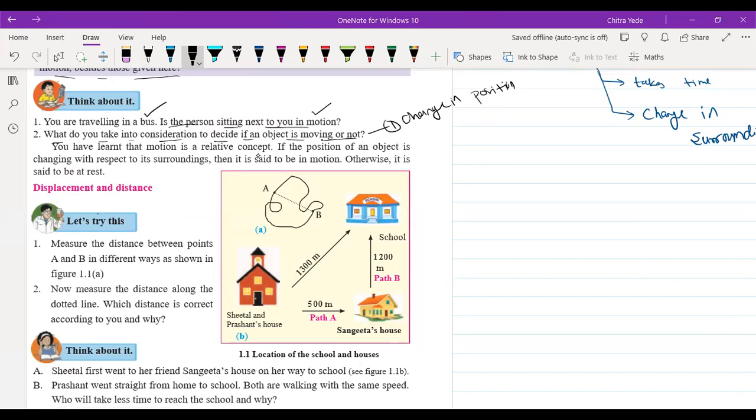You have learned that motion is a relative concept. It always relates with the position, time, and surroundings, right?